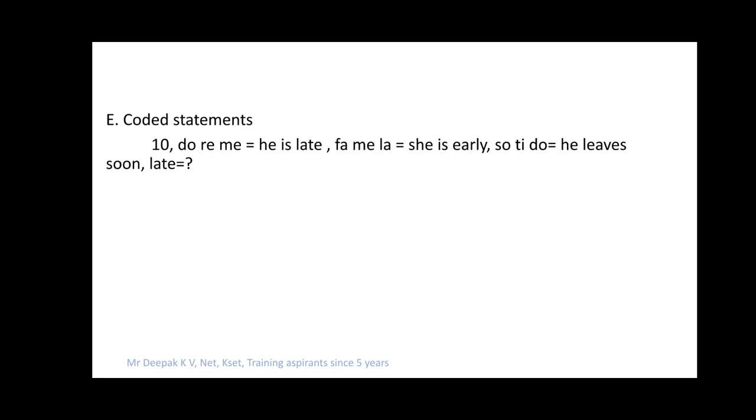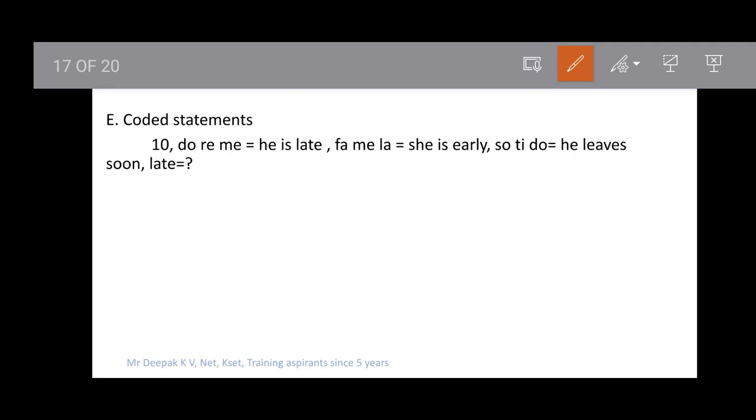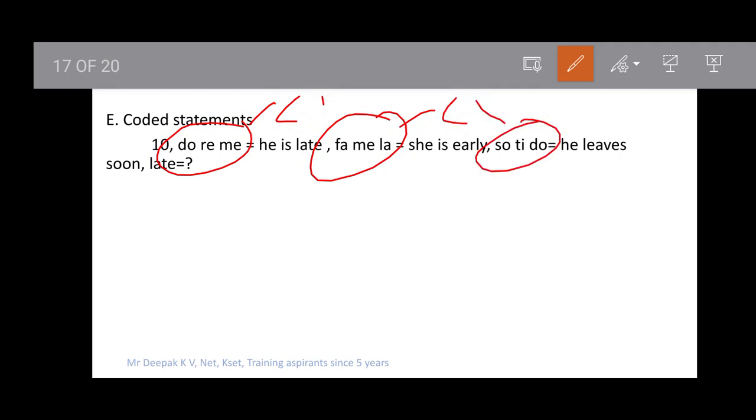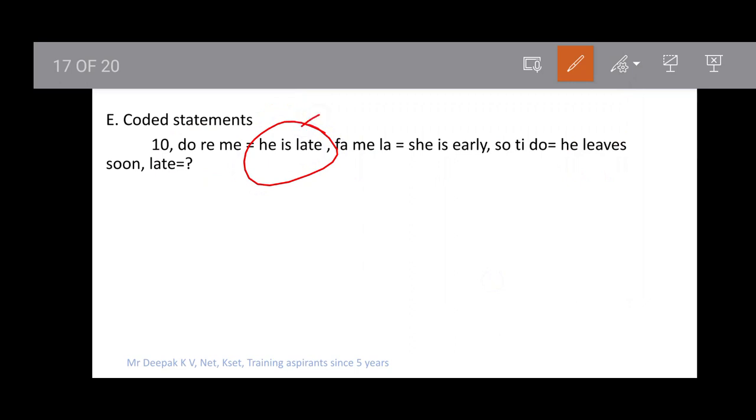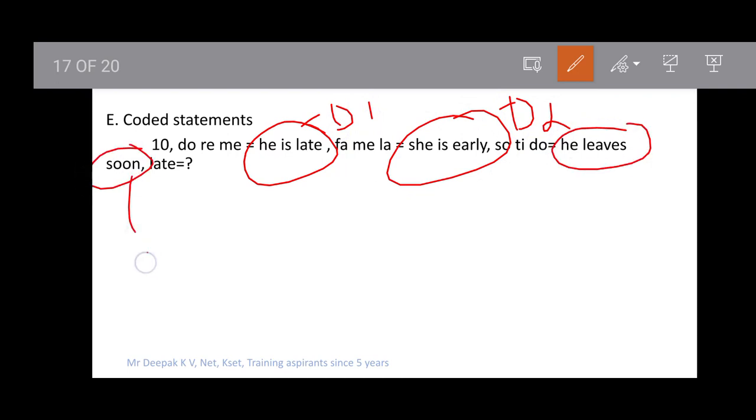And here they have asked, what is the code of "late"? This is a very simple question we can solve. This can be treated as code 1, this can be treated as code 2, and this can be treated as code 3. And these decodes I will write as decode 1, decode 2, and decode 3.